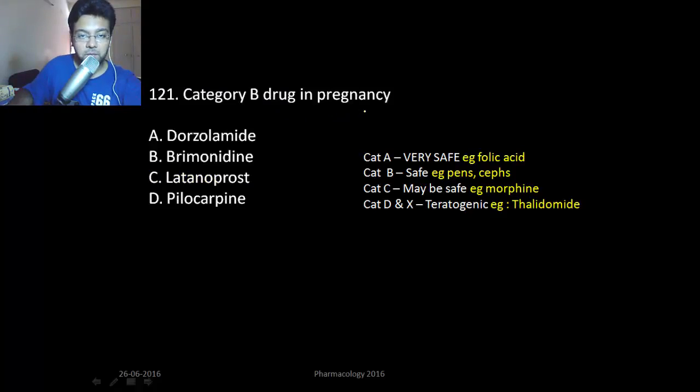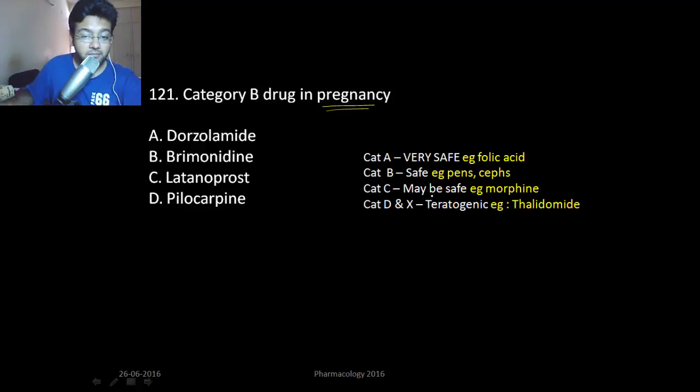Category B drug in pregnancy. Now for pregnancy and teratogenicity, the drugs are classified according to different categories. For example, category A, B, C, D and X, right? Category A drugs are very safe, for example folic acid. Category B drugs are safe, for example penicillins and cephalosporins.